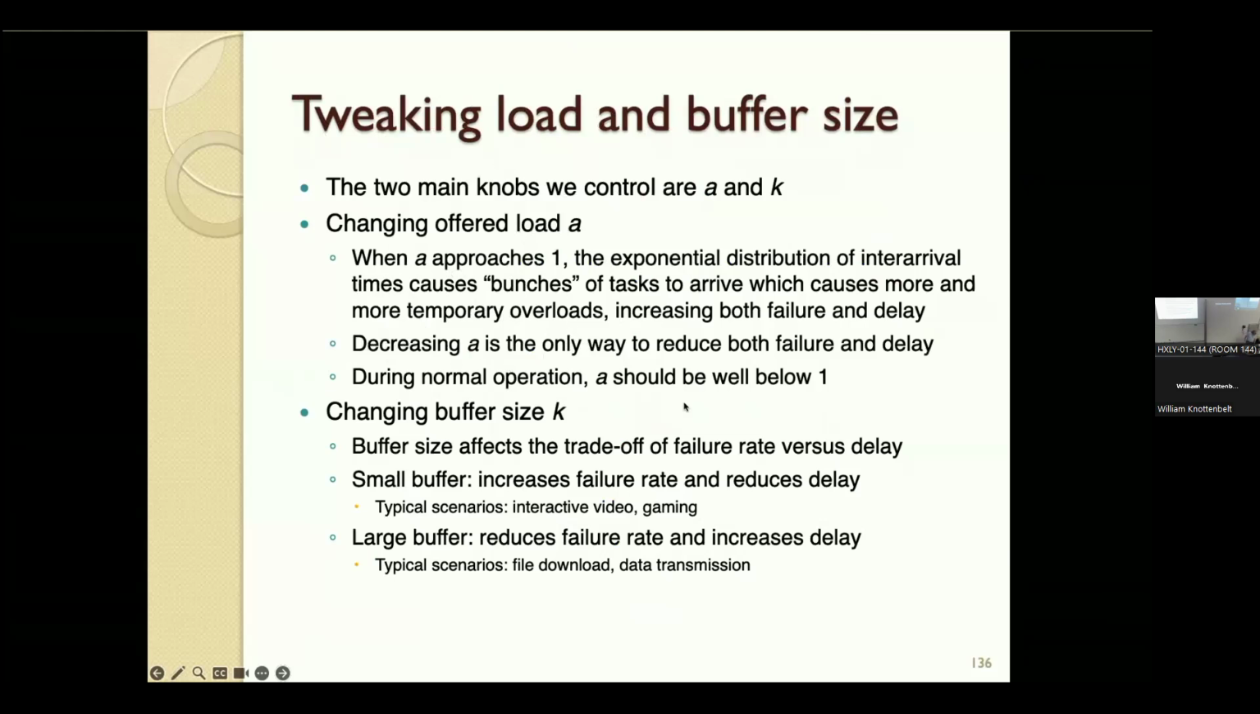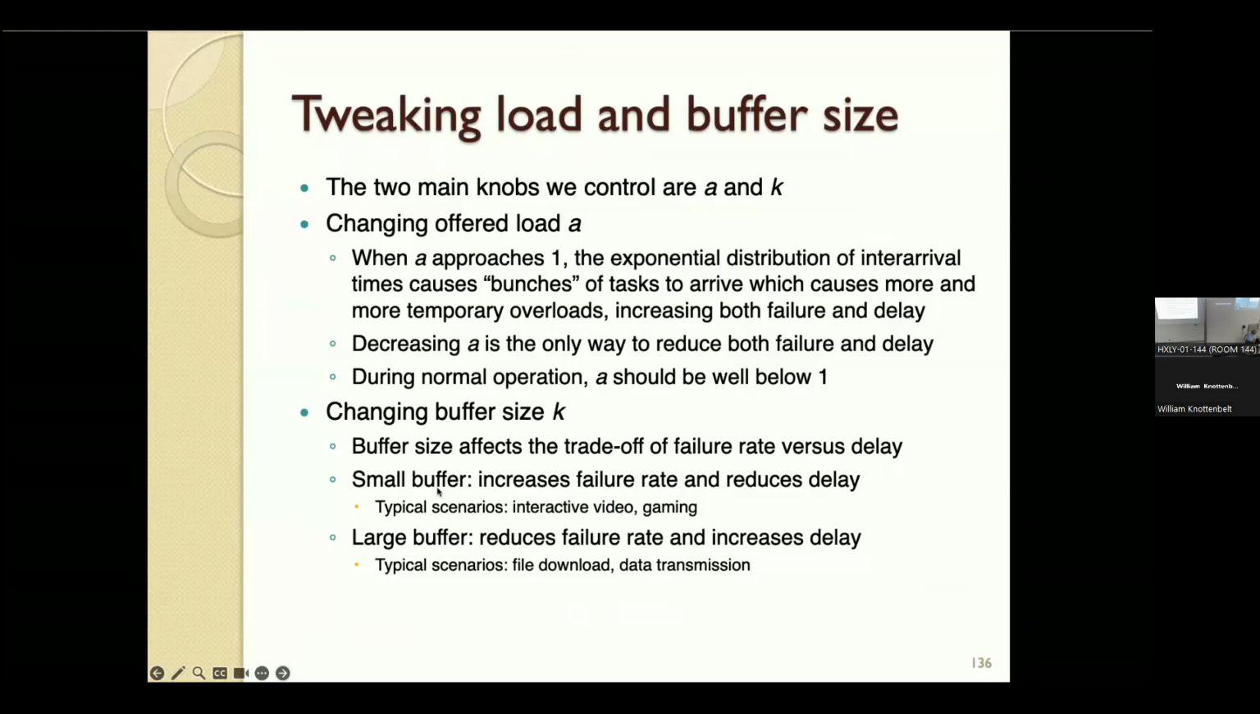The only way is to decrease A, okay? So during normal operation, it should be well below 1. And the second thing is the buffer size, okay? So bigger is not necessarily better, okay? Buffer size affects the trade-off of failure and delay.